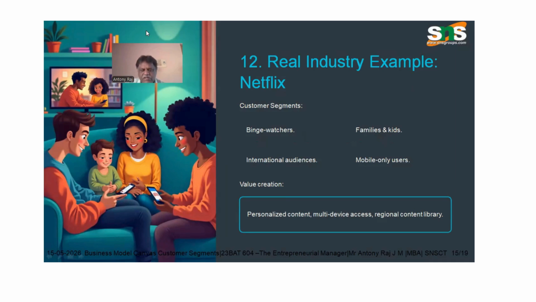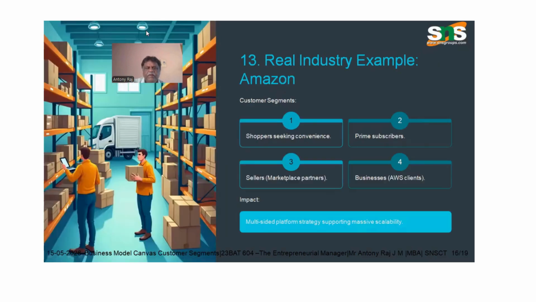Netflix has divided its customer segments into binge watchers, families and kids as one segment, international audience as one segment, and mobile-only users as one segment. These are all unique segments, which might overlap as well, but they are very clear segments. And Amazon is one more example where we see the customer segments: Prime subscribers, Amazon Web Services clients, who are the B2B ones, the shoppers who were seeking convenience, and marketplace partners, who were the sellers.